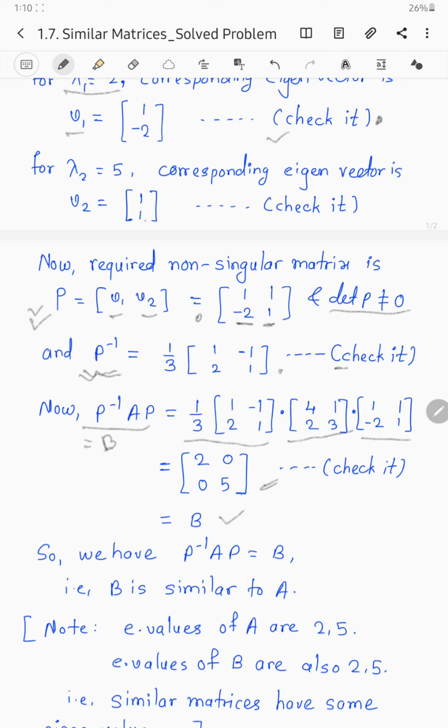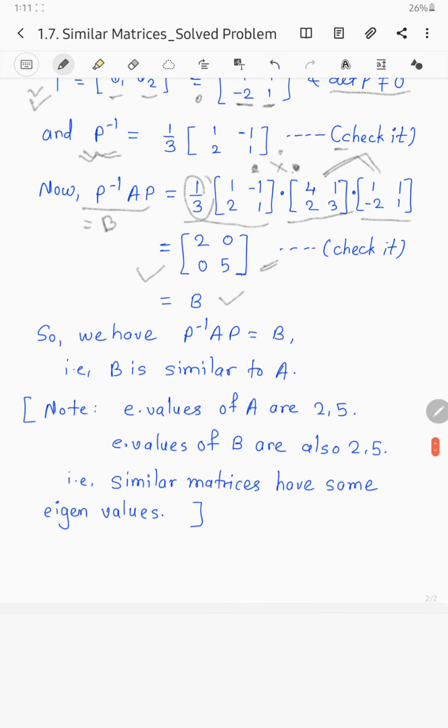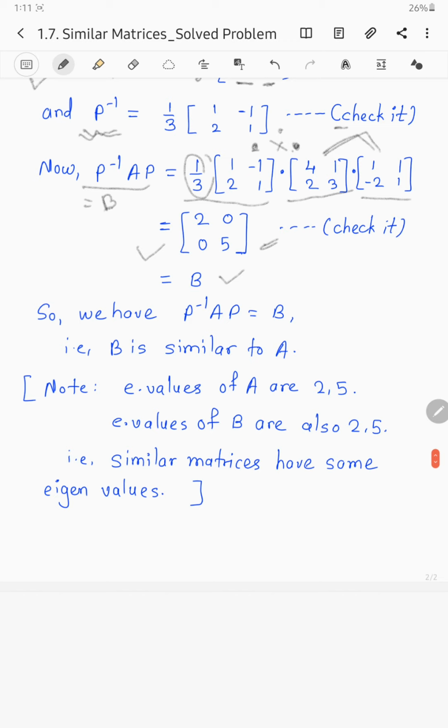While multiplying these three matrices, you need to do matrix multiplication of two matrices at a time, no problem. First you do the matrix multiplication of these two matrices, which gives you one matrix. Then take the matrix multiplication of this product with the remaining matrix, and then use the coefficient 1 by 3. There you will get 2 0 0 5. Here P inverse A P equals B, that is, B is similar to A.